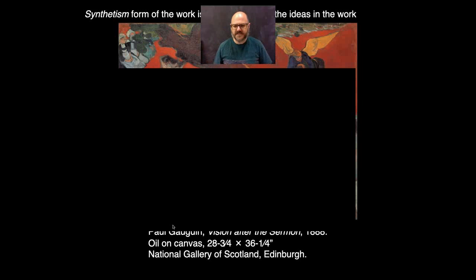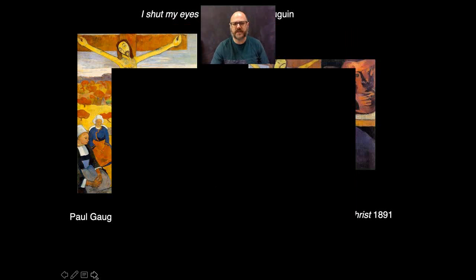It's open for interpretation. It's this radical sense of space as well, kind of a flattened out space, but it really doesn't make sense. Like, what's closest to us? What's furthest away? It's really ambiguous. It's kind of hard to see what's going on. And I like this quote where he says, "I shut my eyes in order to see." So he's trying to create a new reality.